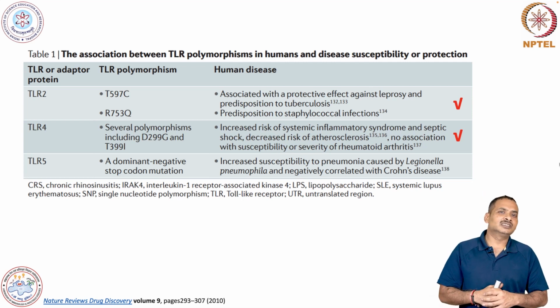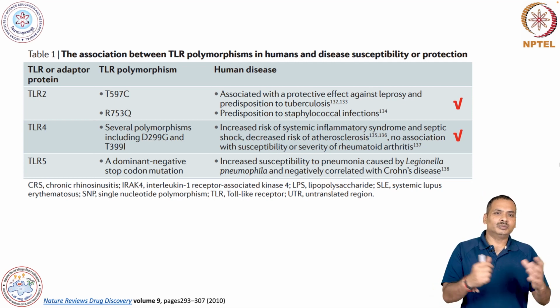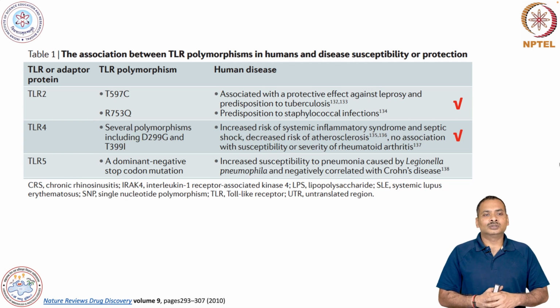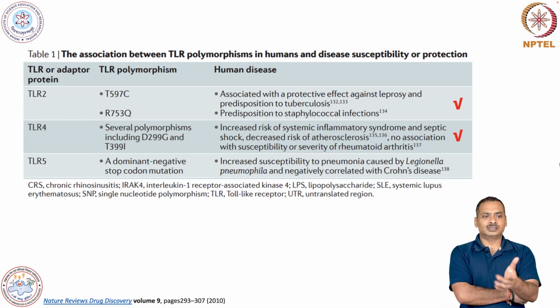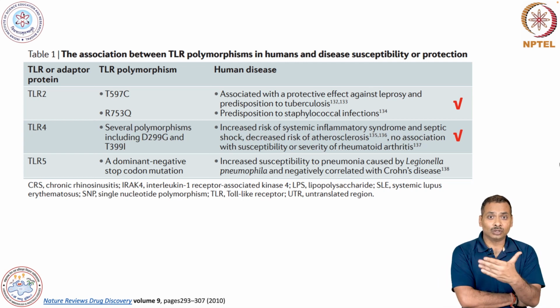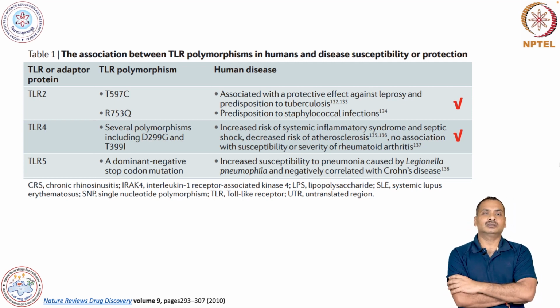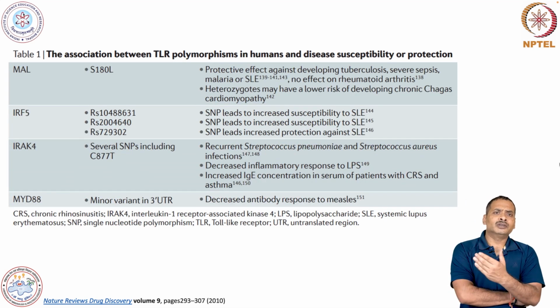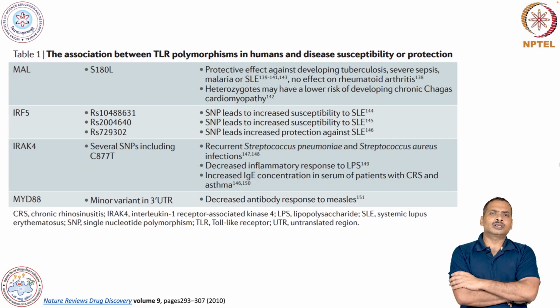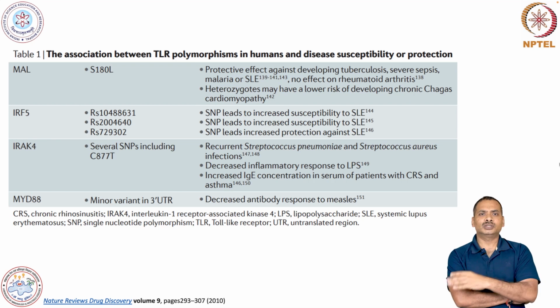In general, these diseases happen due to so many factors. Here I have just discussed the role of TLR in susceptibility or protection in disease. So I will move forward, and then I will talk about a few more molecules of TLR signaling, that is MAL. If you remember, MAL is also known as TRAP.